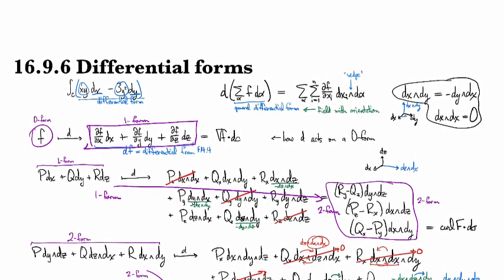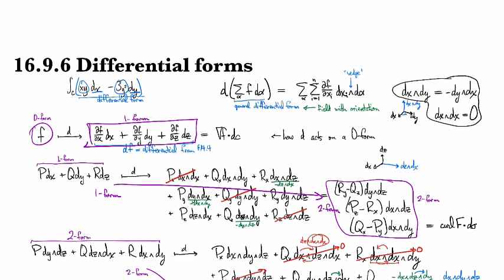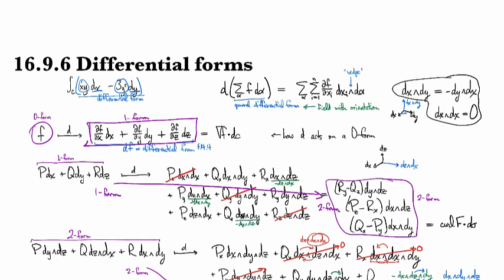And this all works in general in higher dimensions as well. It turns out that by this rule right here, you can't have 4 forms in R3. They just die. Everything goes to 0.